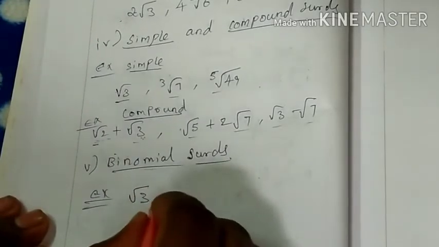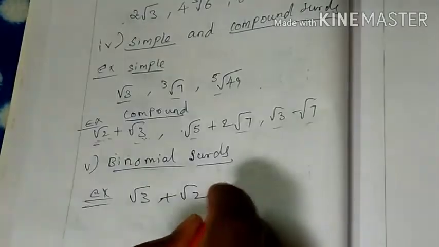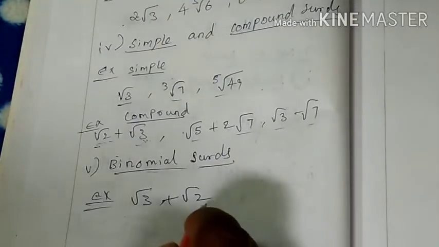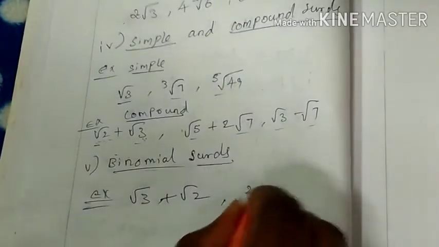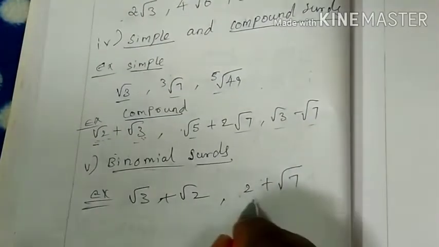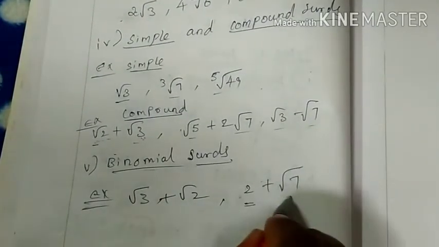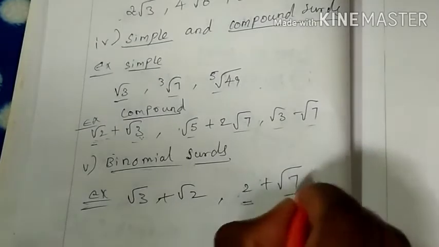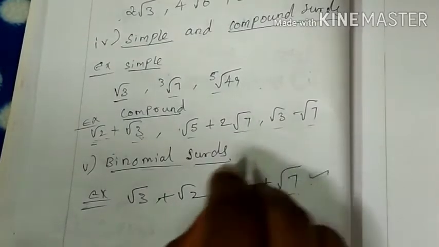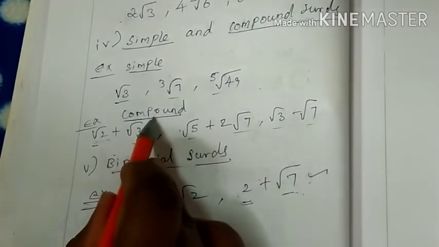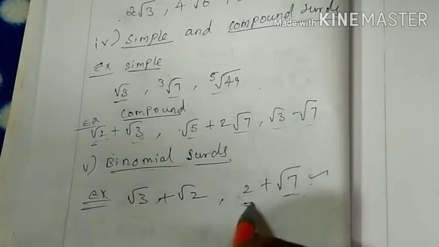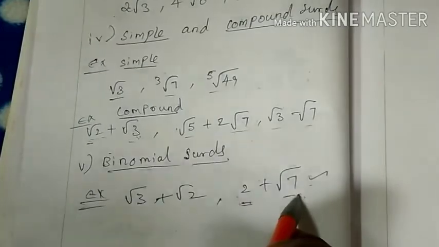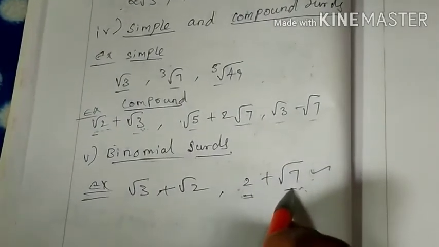root 3 plus root 2. This is a binomial set, also a compound set. And 2 plus root 7. So one is a rational number, another one is a set. This is also a binomial set, but not a compound set, because here both are sets only, but here it is a rational number with a set. Don't get confused.